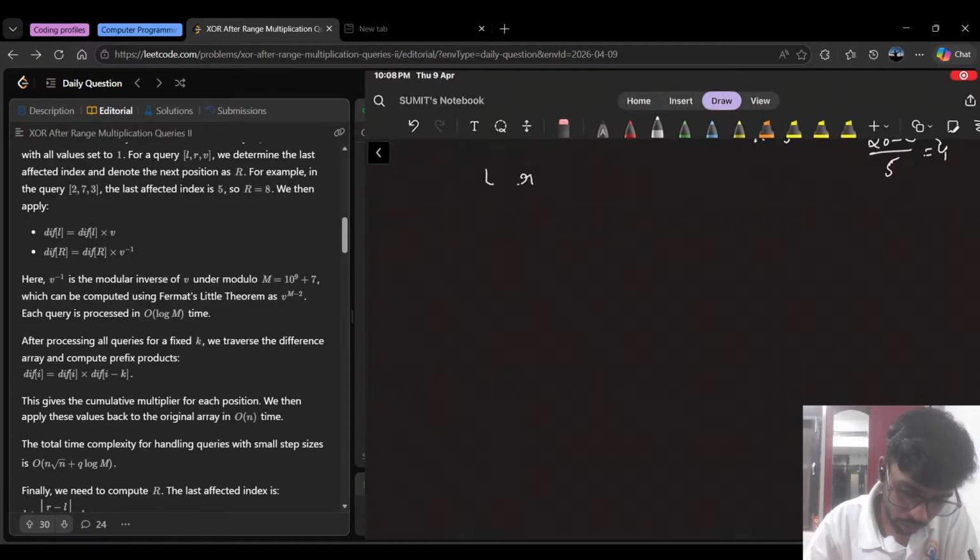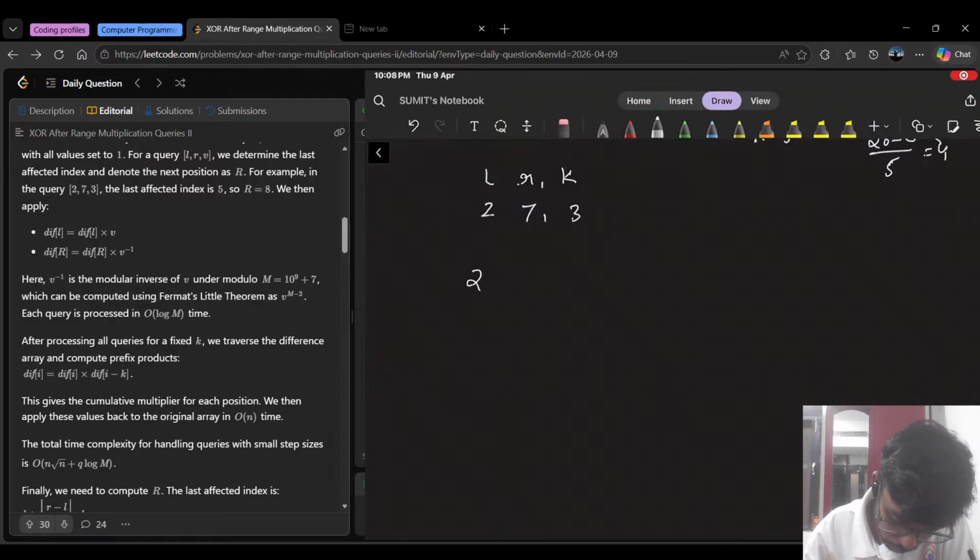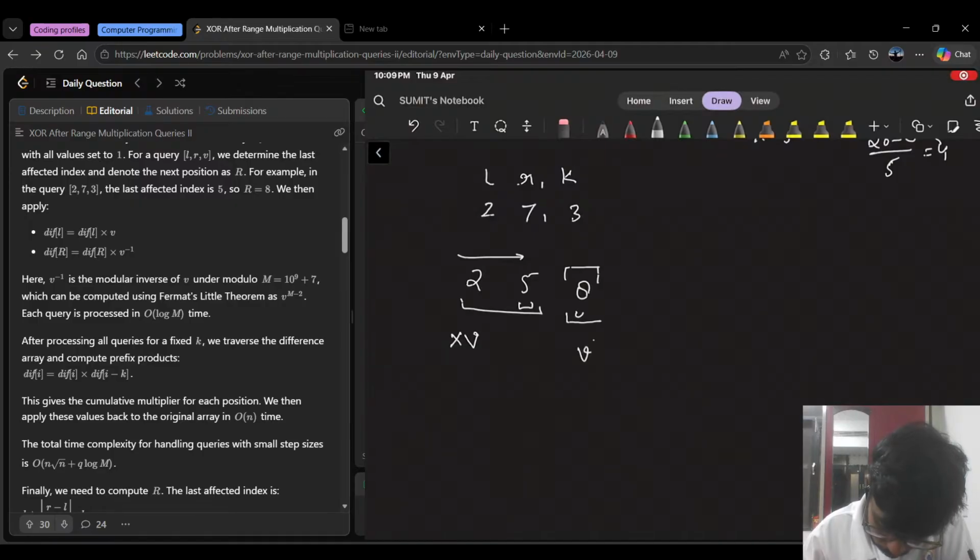We have L, R, and K. Let left be 2, right be 7, and K be 3. The first index will be 2, the next affected index will be 5, and then the next will be 8. Up to this is valid. This will be in range, and this is the index which will nullify the effect. Here we multiply with V, but here we multiply with V's modular inverse.